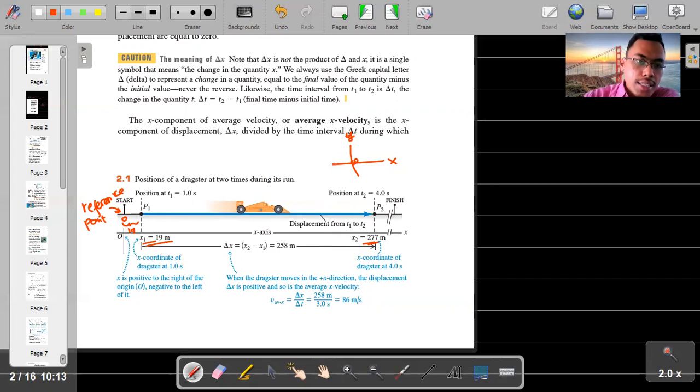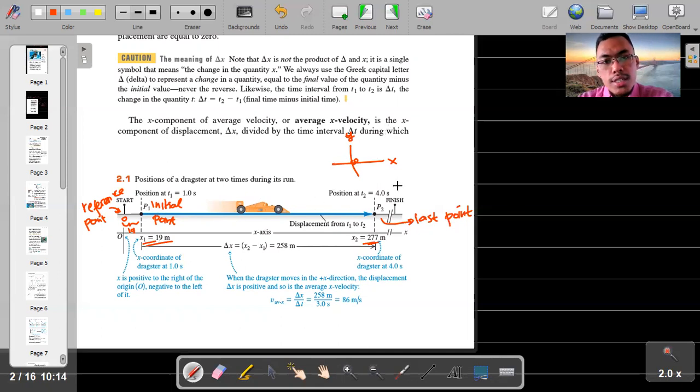So this is the initial point, and this is the last point, P2. And then the time spent by the car that moves from point P1 to point P2 is 4 seconds.